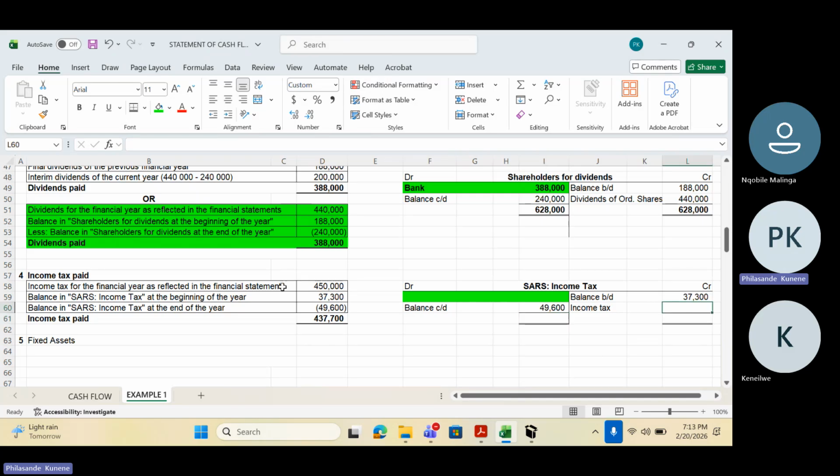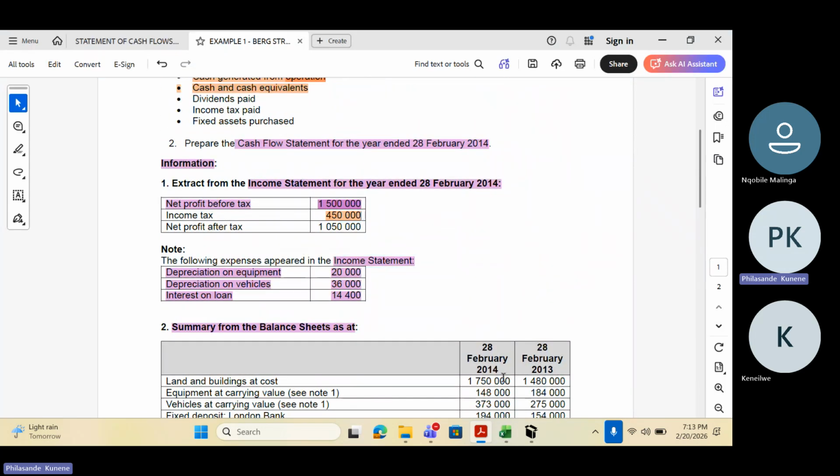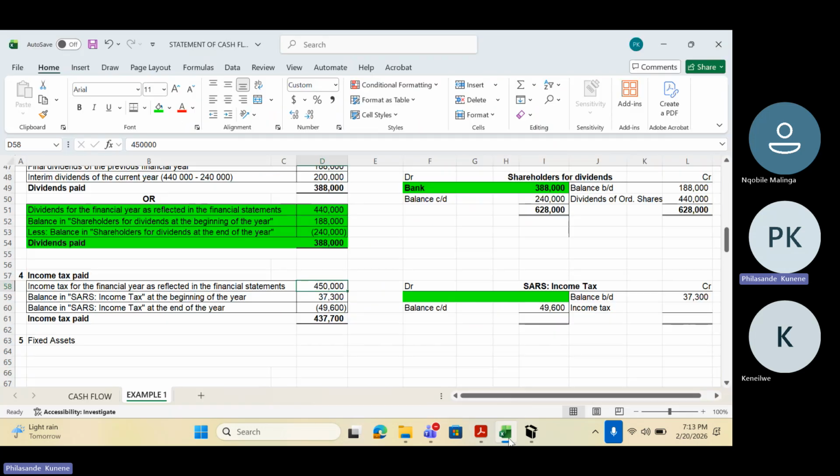Their income tax is the same that we have. It's going to be 450,000. It's the same as that one. How much did we have there? Yes, 450,000. That is our income tax. And then I'm going to add these two and get the total. This one should be equal to this one. And then here, I'm going to get the difference between the two, which is going to be 437,300. I have bank here.